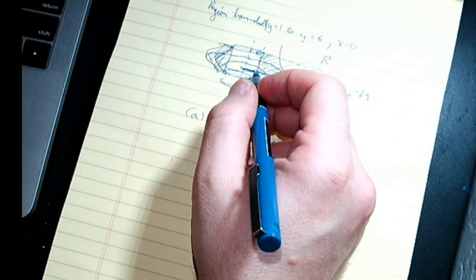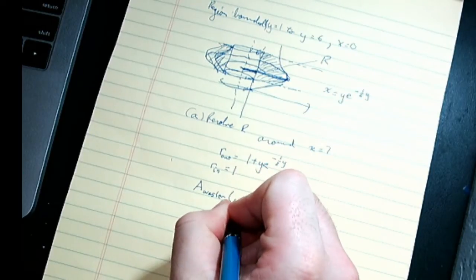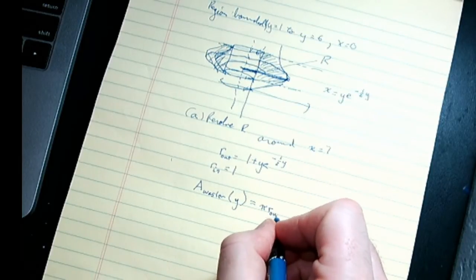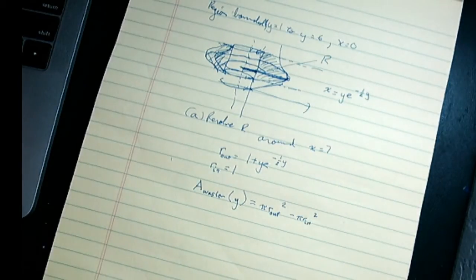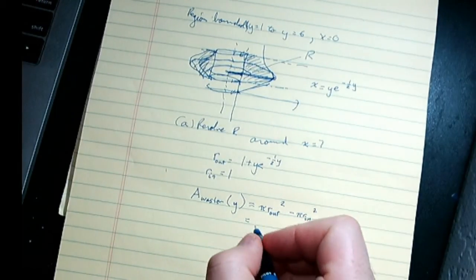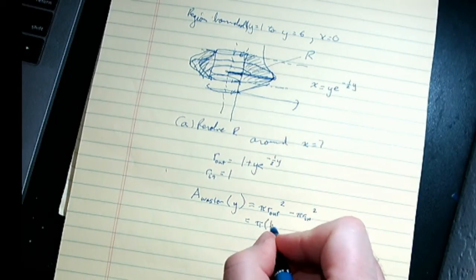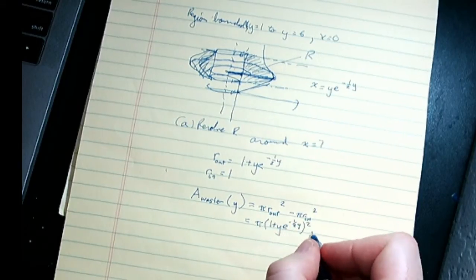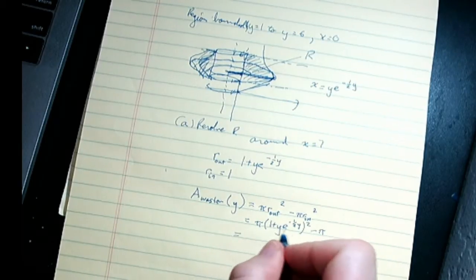And so what's the area of that washer? The area of the washer at height y is pi r outer squared minus pi r inner squared. So in this case, well, we have to square this thing. It's pi times the quantity 1 plus y e to the -1/2 y, squared, minus pi times 1 squared. So we have to do this out by FOIL.